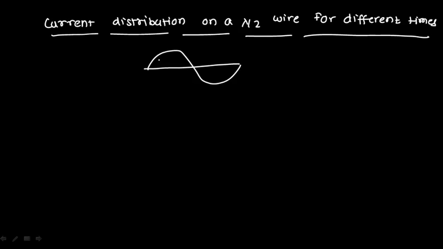But here I'm assuming that at the start of the current distribution, this is t equal to 0. Okay, here your timing starts. This will be T by 8. This will be T by 4. Then this will be T by 2. This will be 3T by 8. Okay, so these are the different timings at which I am going to measure the distribution of current, and my length is lambda by 2.